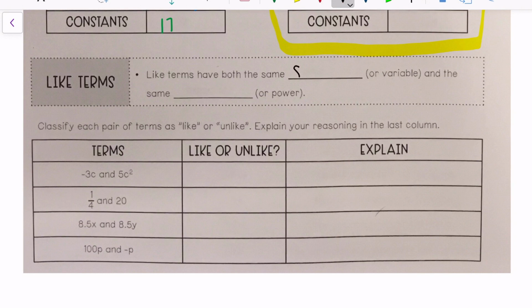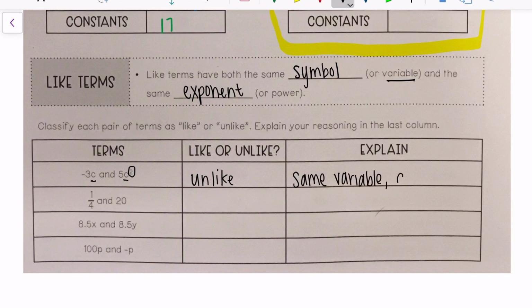Like terms have the same symbol or variable, and they have the same exponent. Okay? So let's go ahead and look at number 1. Number 1 is negative 3c and 5c squared. We notice that they have c's, but they don't have the same exponent, so we are going to go ahead and say they are unlike. Okay, they have that same variable, but they do not have the same exponent, and that makes a huge difference.